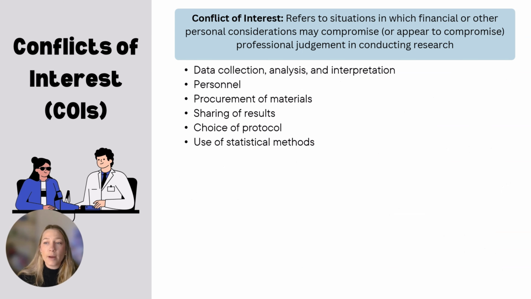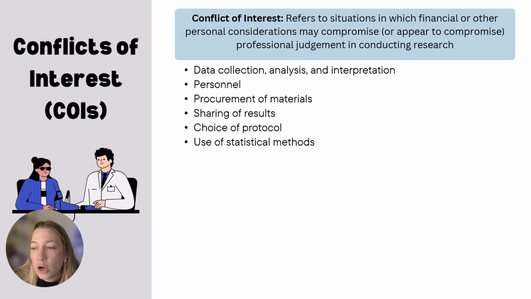So now let's talk about conflicts of interest, or COIs. This is a crucial and sometimes overlooked piece of the research ethics puzzle. A conflict of interest occurs when a researcher's personal or financial interests may compromise their professional judgment, or even just appear to compromise their judgment.